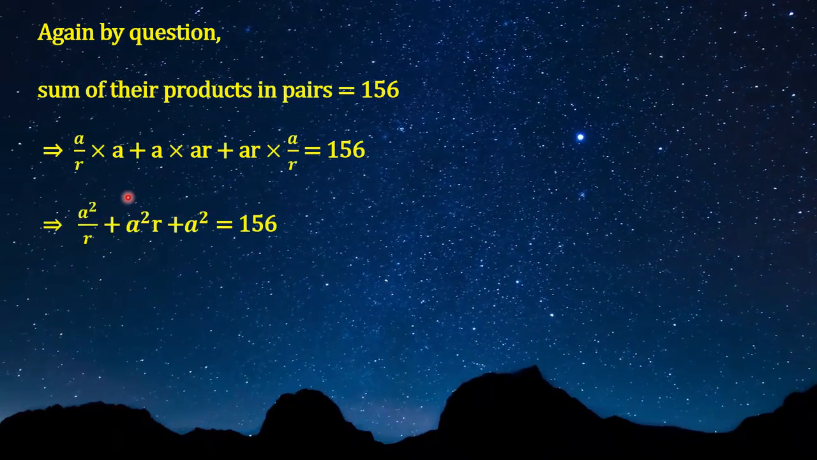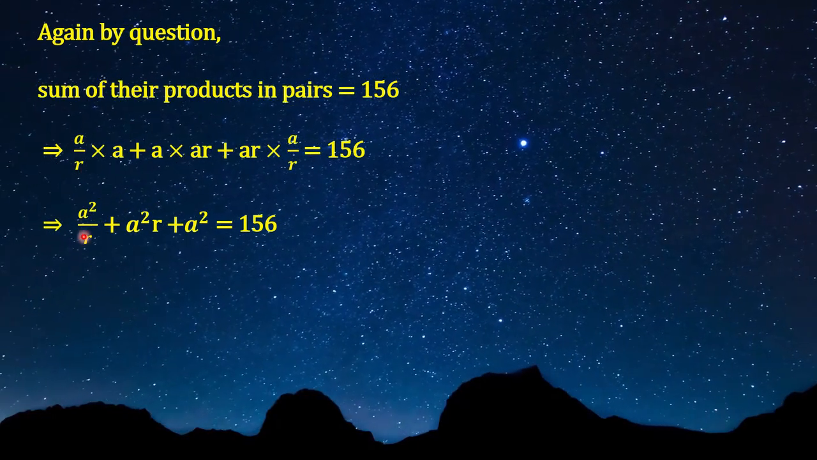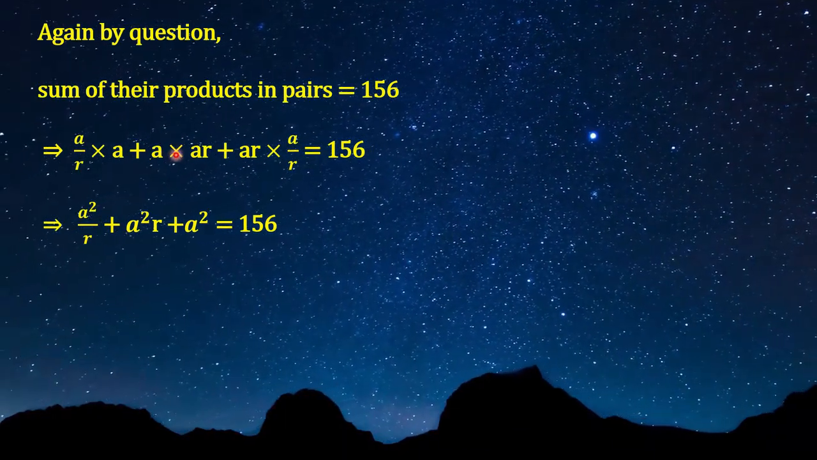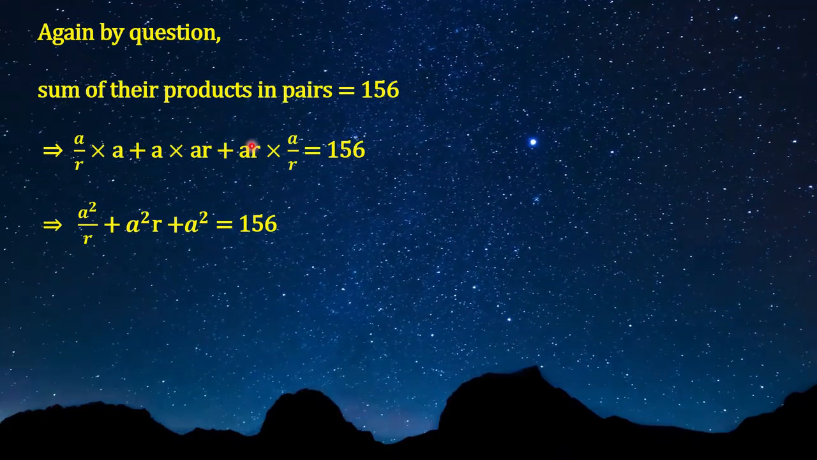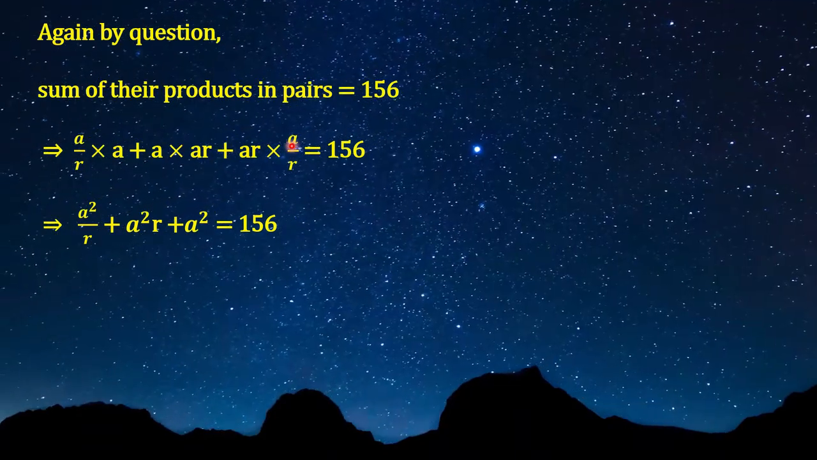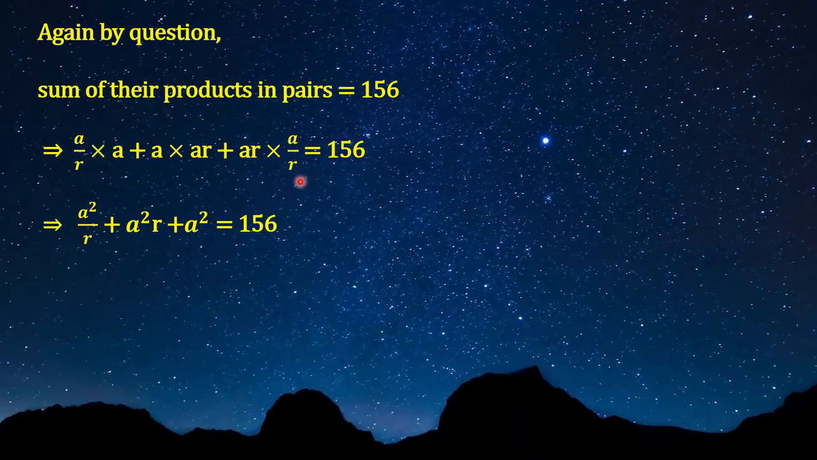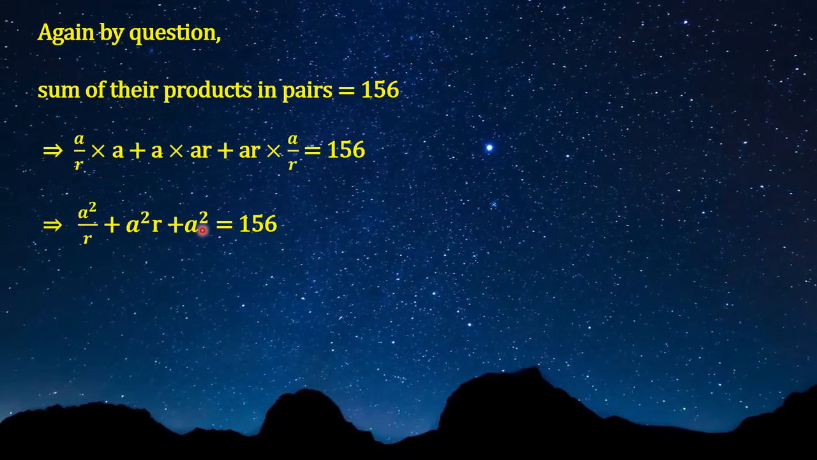Now, let's simplify this one. a into a is a square. Denominators are same to same. Here is a into ar, that is a square r. And here is a, here is a. That a and a can be multiplied to give a square. But this r and this r will be cancelled. So ultimately over here we are getting a square.